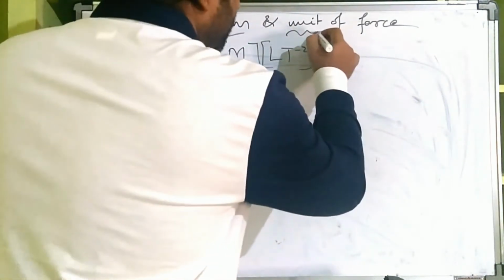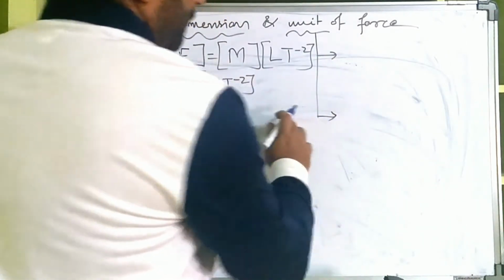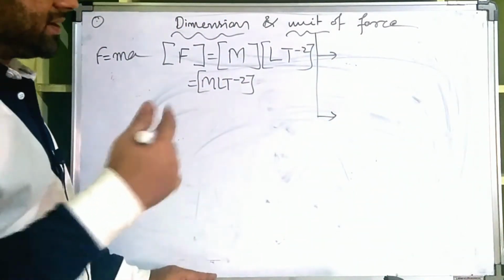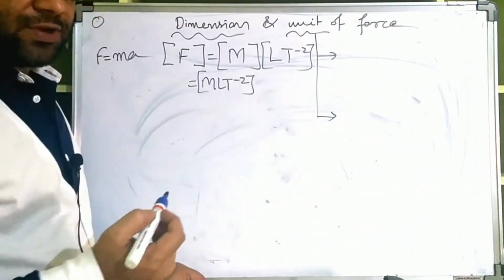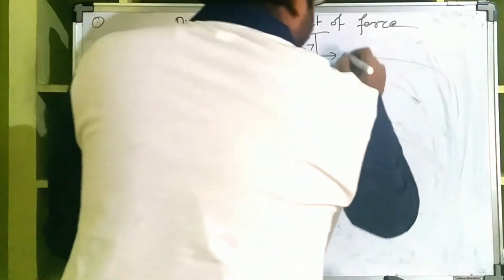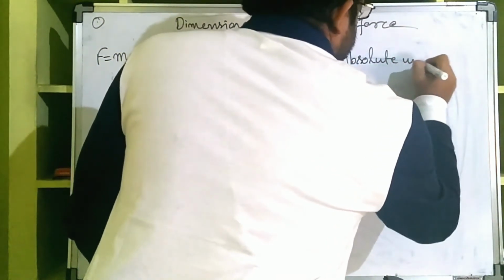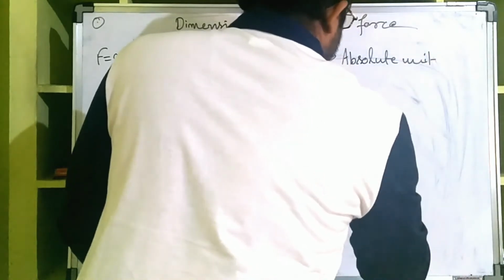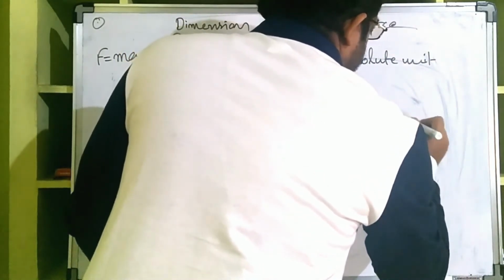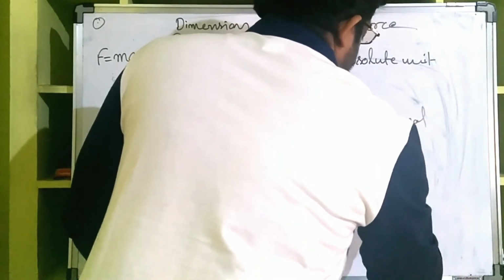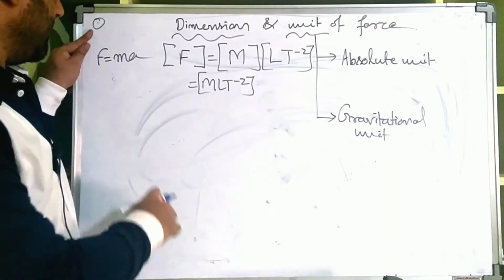Now what is the unit of force? There are two units of force. One is absolute unit and one is a gravitational unit. What are they? I am going to explain. See, both are coming from F is equal to ma only.